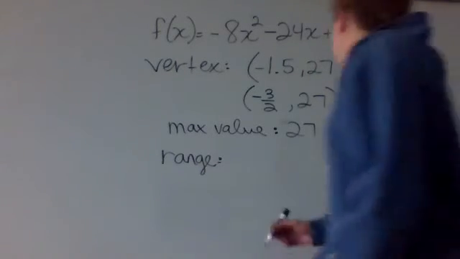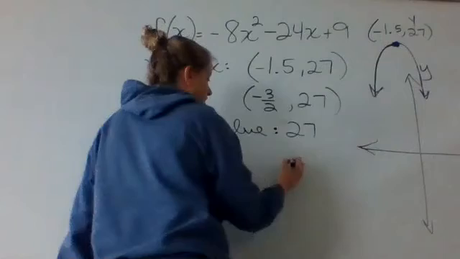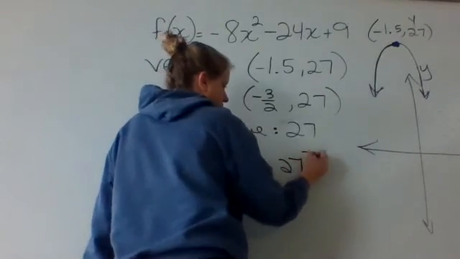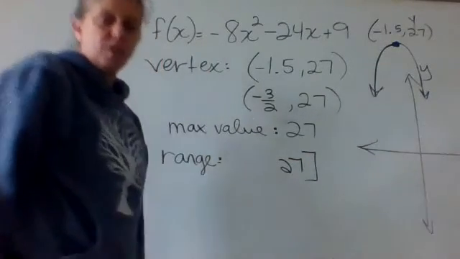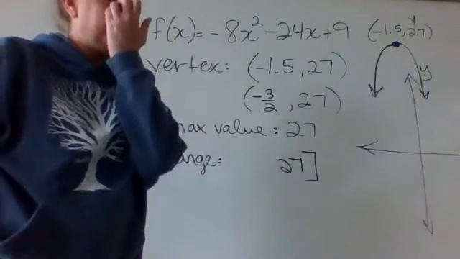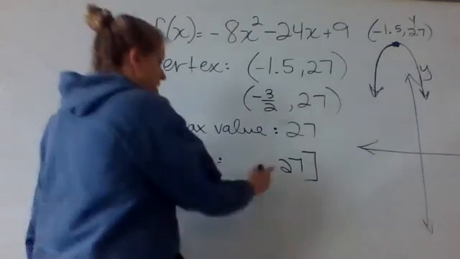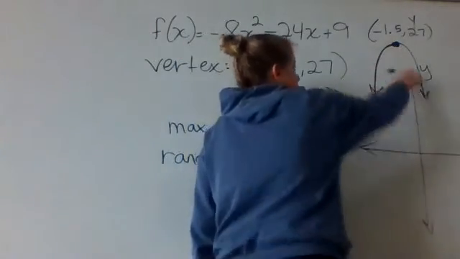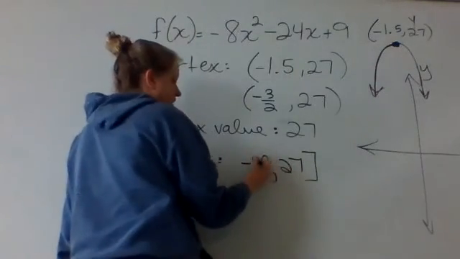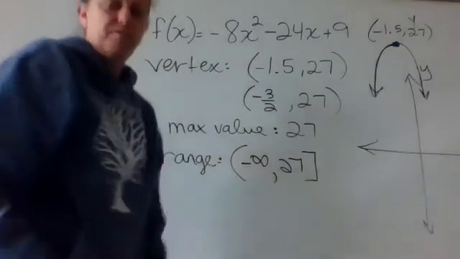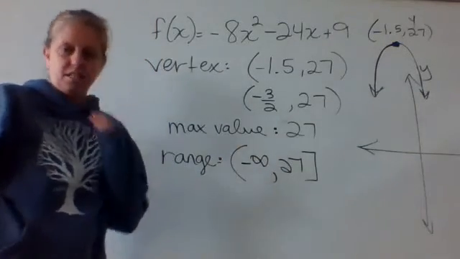So how am I going to write that? 27 is my very highest value, and you put a bracket around it because it does touch the 27. Which means, where are these going down to? They're going down to negative infinity. Infinities always have parentheses.